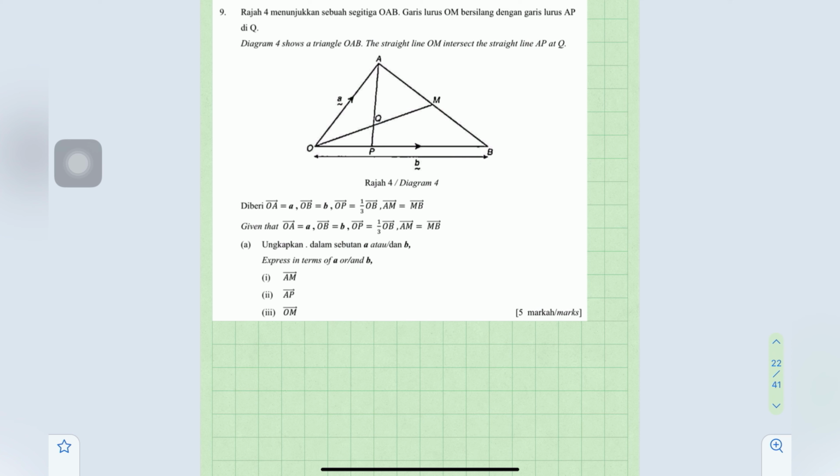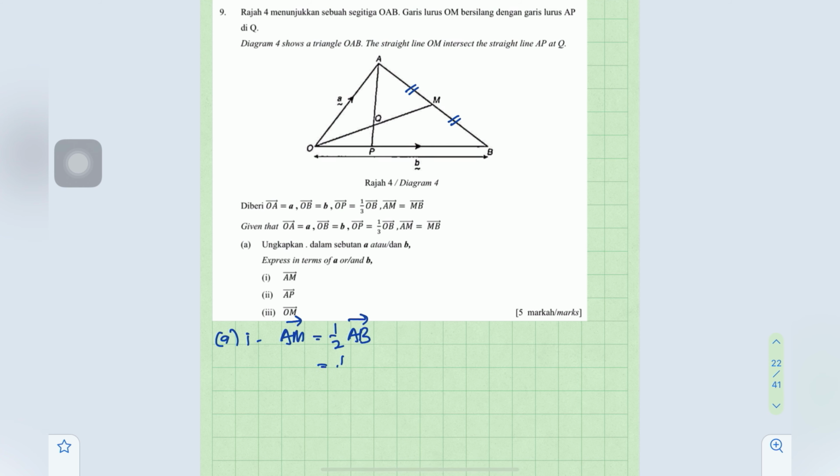Then number 9, diagram 4 shows a triangle OAB. The straight line OM intersects the straight line AP at Q. Given that vector OA is A, vector OB is B, vector OP equals 1 over 3 vector OB, vector AM equals to vector MB, meaning that M is the midpoint. Okay, so express in terms of A or B. The first one, A1, vector AM. Okay, vector AM, just now M is midpoint. Okay, so sama lah. So AM is 1 over 2 AB.